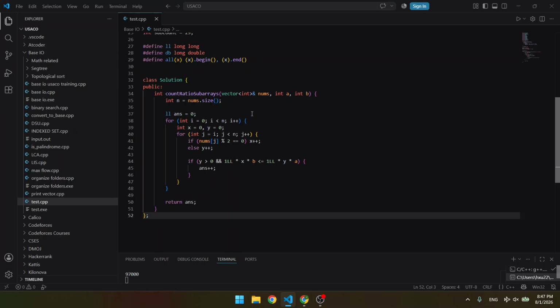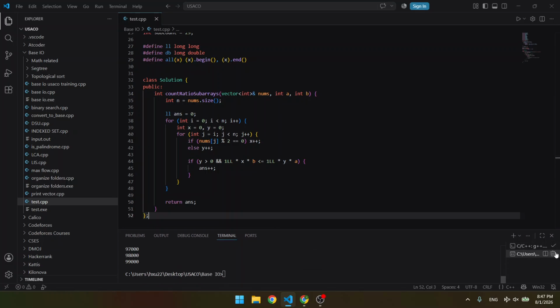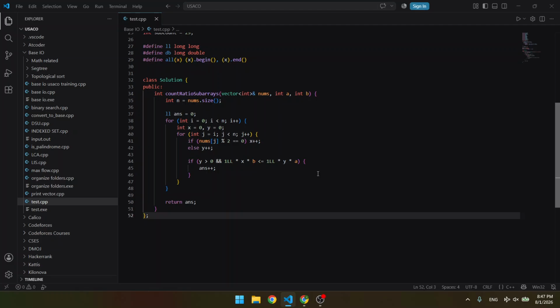So you can just loop over every subarray. There are in all about n squared subarrays. You can just loop over all of them. So that's what I do here. For the starting point, I have x and y, and then for every index later on, you either increment x or increment y, right? If it's even, you increment x. If it's odd, you increment y. And then if y is greater than 0 and 1 long long times x times b is less than or equal to 1 long long times y times a, answer plus plus, and then return answer.